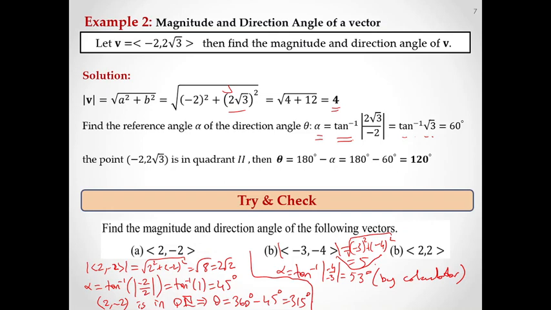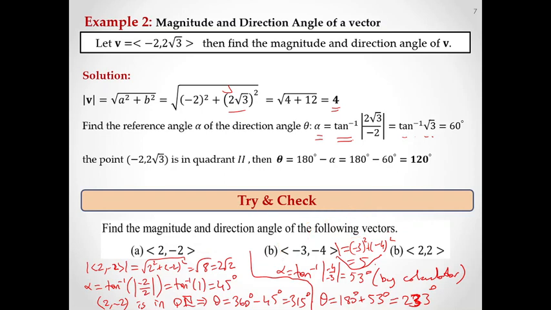And this is in quadrant 3. So then theta, the direction angle, should be 180 plus 53 degrees. So it will be 223 degrees. No, it's 233 degrees.